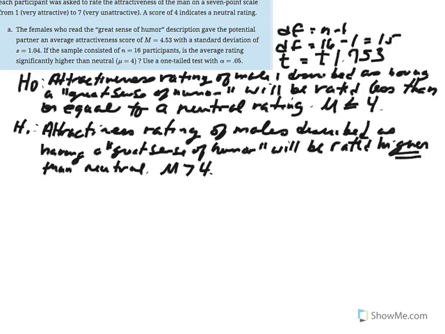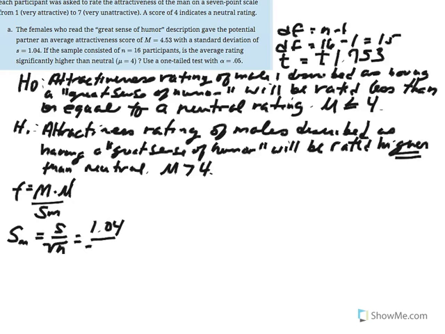I'm going to hold off on drawing my distribution because I'm short on space here, so I'm going to do my calculations first. So my t statistic is equal to M minus mu divided by my estimated standard error. Standard error is equal to my standard deviation over the square root of n, and that's equal to 1.04 over the square root of 16. So in our calculators, 1.04 divided by the square root of 16, we get 0.26. Let me do that one more time just to confirm. Hopefully you got the same thing. So 0.26.